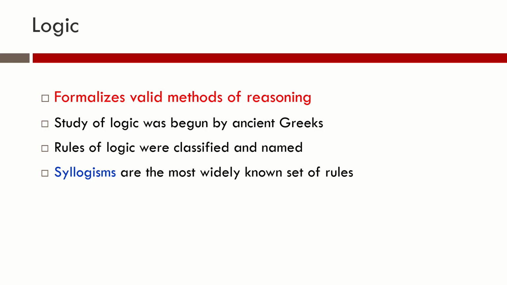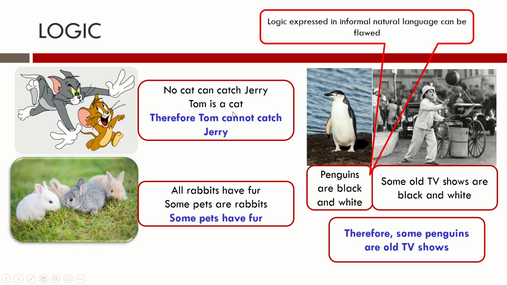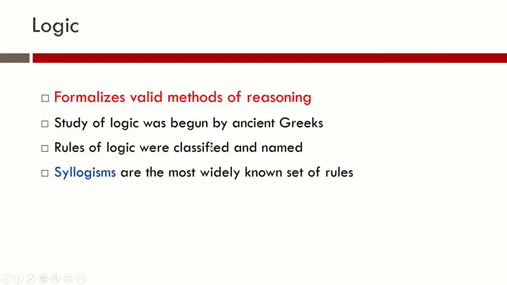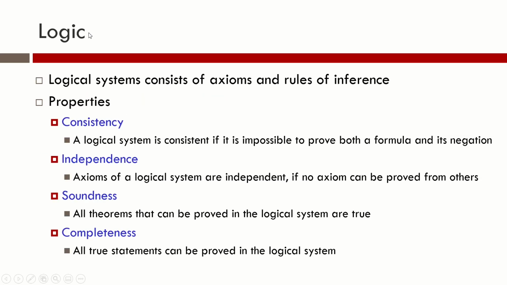The study of logic began with the ancient Greeks, and syllogisms were the most widely known set of rules. These kinds of statements are called syllogisms. Finally, a logical system will consist of axioms and rules of inference. And the properties a logical system should satisfy are consistency, independence, soundness, and completeness.